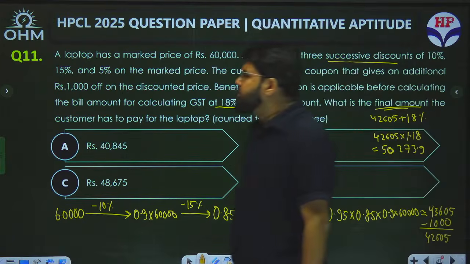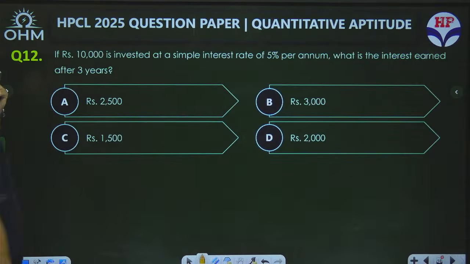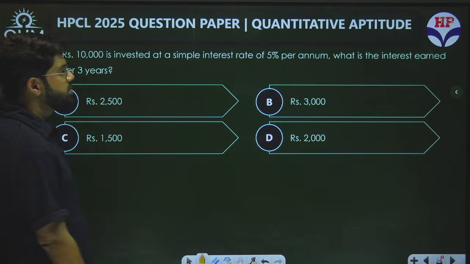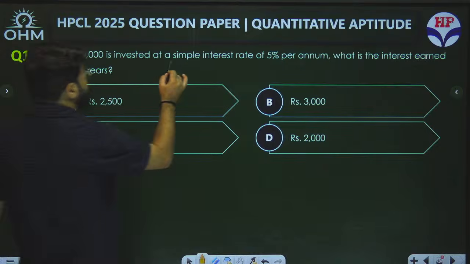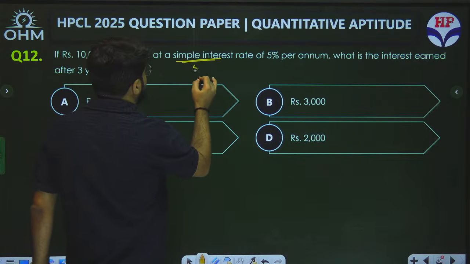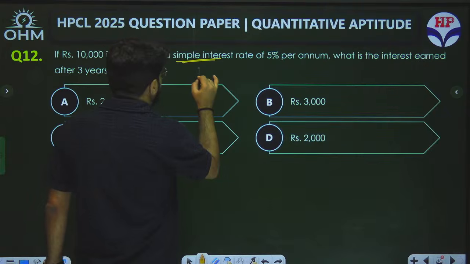Right, next question. If rupees 10,000 is invested at simple interest rate of 5% per annum, what is the interest earned after 3 years? That is what we have to see. Now, 10,000 invested at simple interest. So, what is the simple interest basic formula? It's a very direct one line question only.